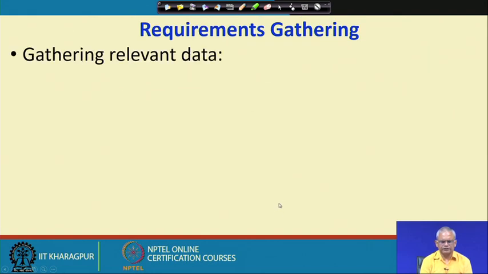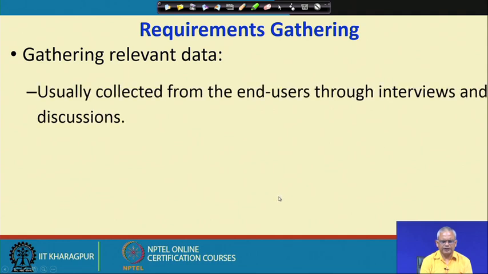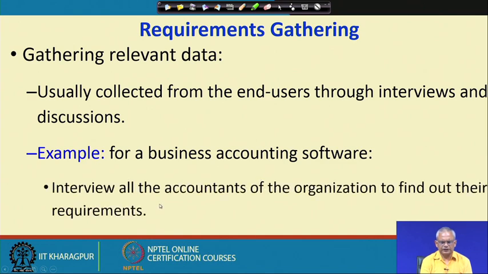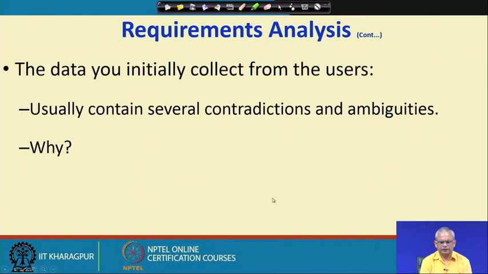During the requirements gathering, the relevant data is gathered from the end users, normally done through interviews and discussions. For a business accounting software, we might have to interview all the accountants in the organization who are doing the work in manual mode, find out what exactly they are doing right now, what is the requirement from the software, and then once the data is gathered, there will be several contradictions and ambiguities.